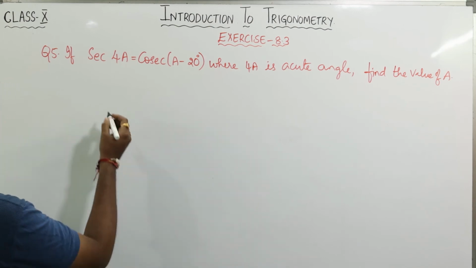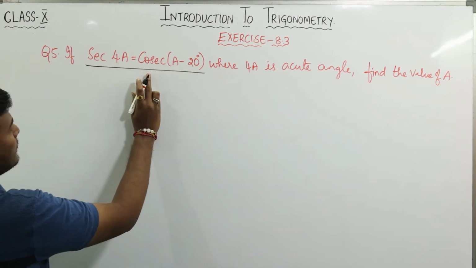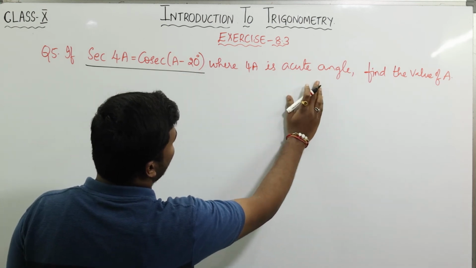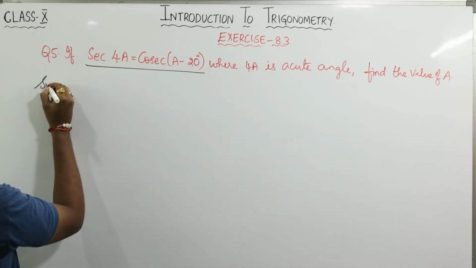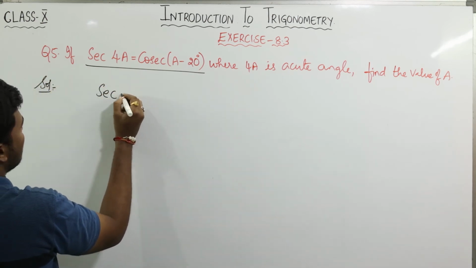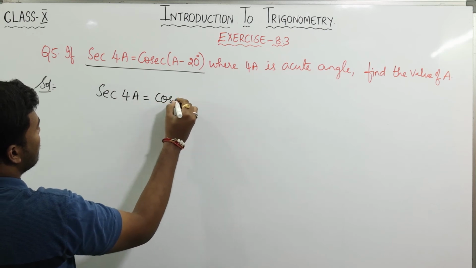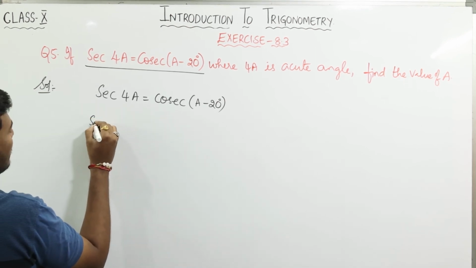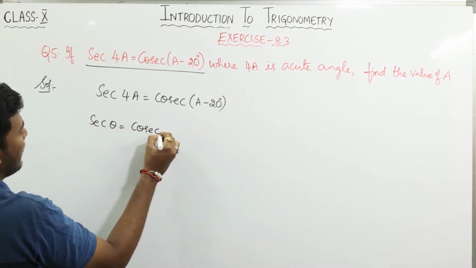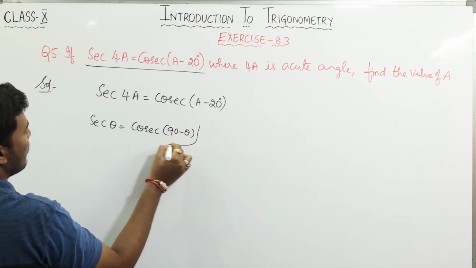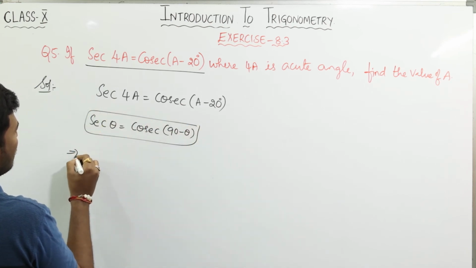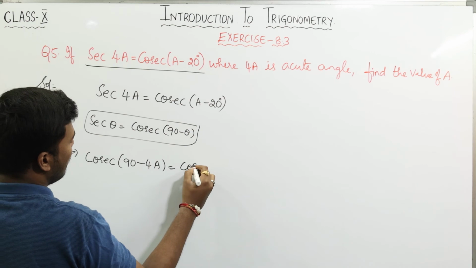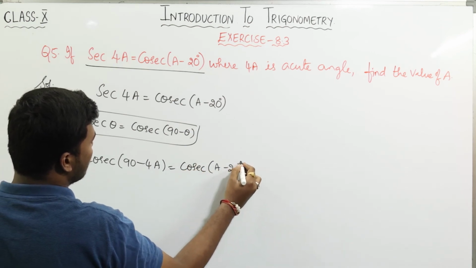The fifth problem, that is secant 4A is equal to cosecant (A minus 20 degrees), where 4A is an acute angle, find the value of A. This is similar to the previous problem. First, secant 4A is equal to cosecant (A minus 20 degrees). Secant 4A, let us assume that as secant theta, which you can write as cosecant (90 minus theta). So it will become cosecant (90 minus 4A) is equal to cosecant (A minus 20 degrees).